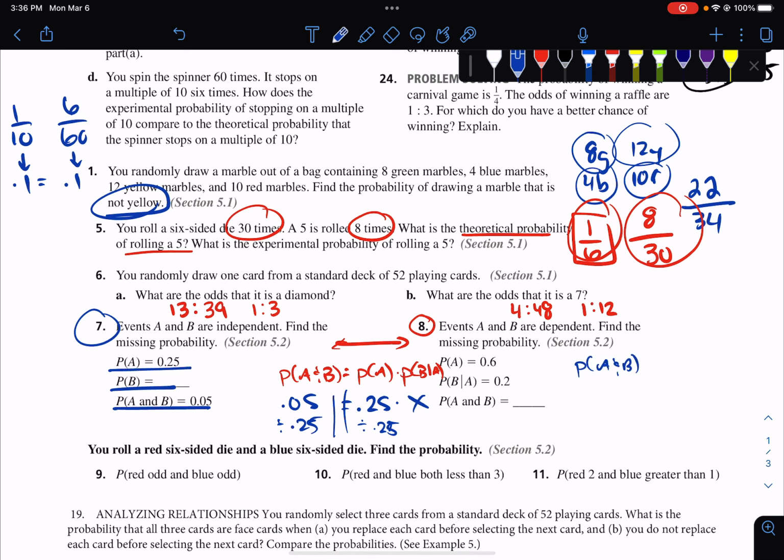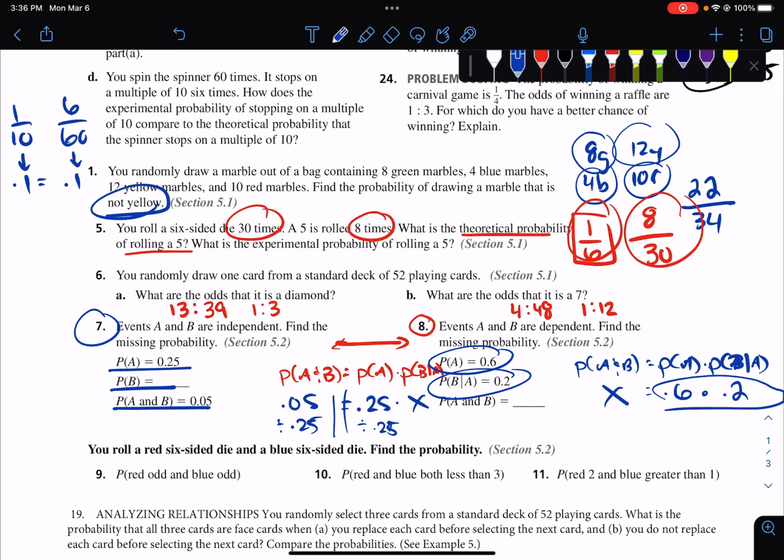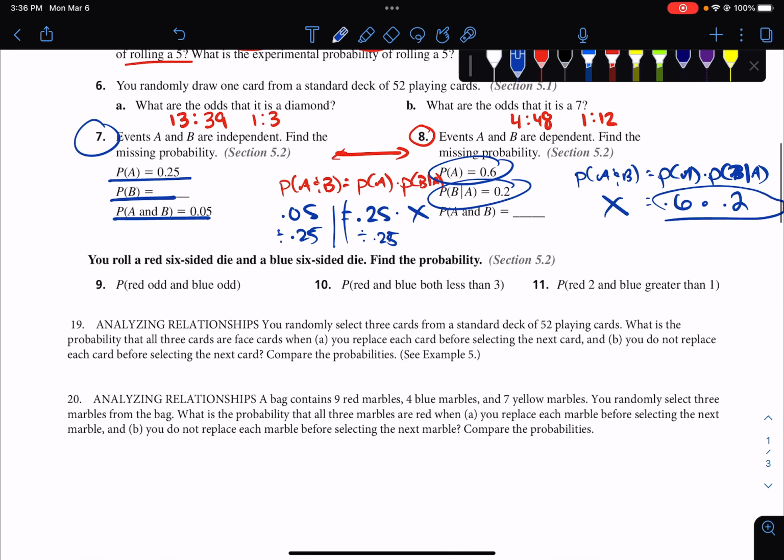Number 8, it gives me different pieces of the formula. The probability of A and B equals the probability of A times the probability of B, given that A already happened. So it gives me probability of A, which goes right here. It gives me probability of B given A, which goes right here. So in order to find this piece, all I have to do is multiply those two together to get my answer. So make sure you have that formula down. Again, I'm going to let you do the math on your own now that you know how to do it.